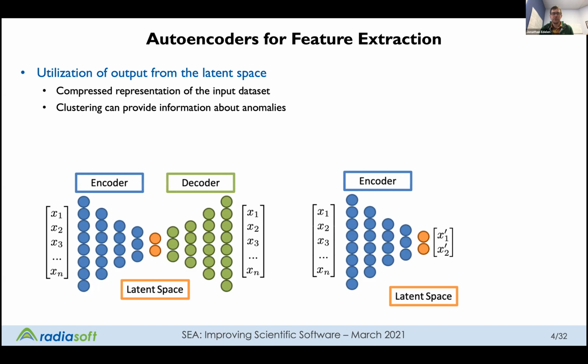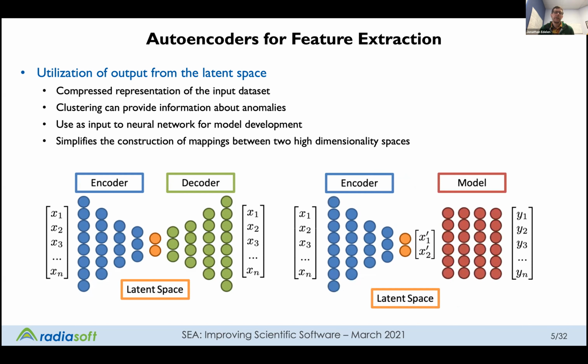You can use clustering on the latent space. You can use that as an input to another neural network to understand a lower dimensional space of your data set. The other method of feature extraction is to take the output of the latent space and feed that into another neural network model. So you're basically simplifying the number of data points that you're using to train your model.